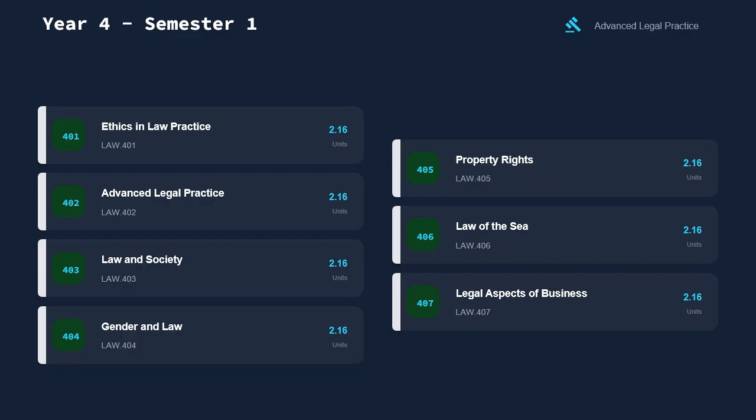1.2 UNCLOS Framework, Zones, Rights, and Obligations. UNCLOS divides the ocean into zones with distinct legal regimes. Territorial sea, up to 12 nautical miles from baseline, coastal state has sovereignty subject to innocent passage. Exclusive Economic Zone, EEZ, up to 200 nautical miles, coastal state has sovereign rights over resources.